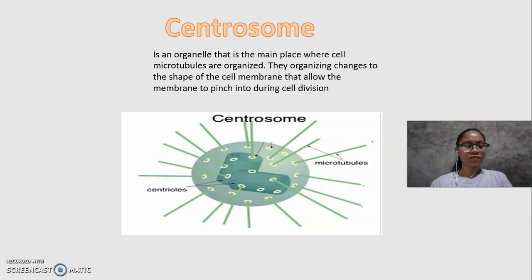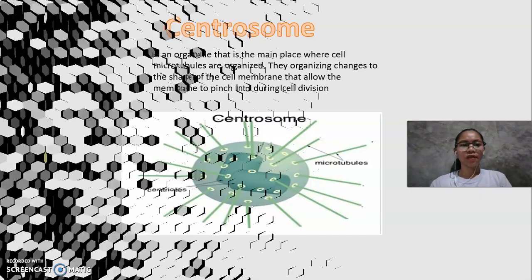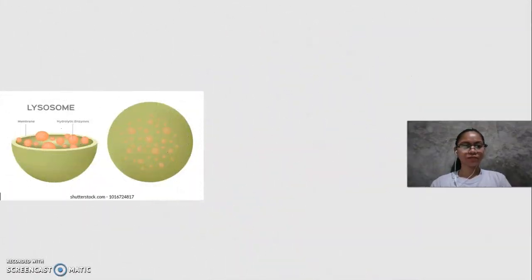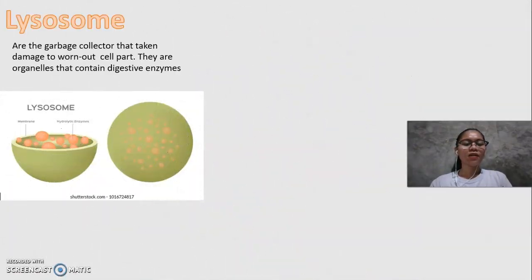In animal cells, you will see an organelle called the lysosome. Lysosomes are the garbage collectors that take damaged or worn-out cell parts. They are organelles that contain digestive enzymes. Lysosomes are involved with various cell processes. They break down excess or worn-out cell parts, and they may be used to destroy invading viruses and bacteria.